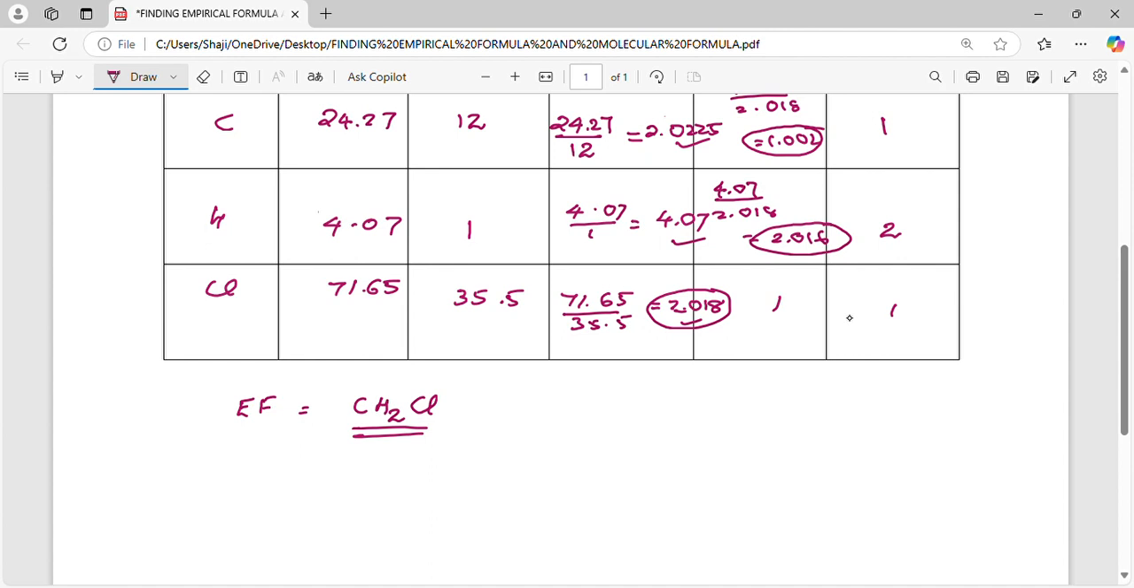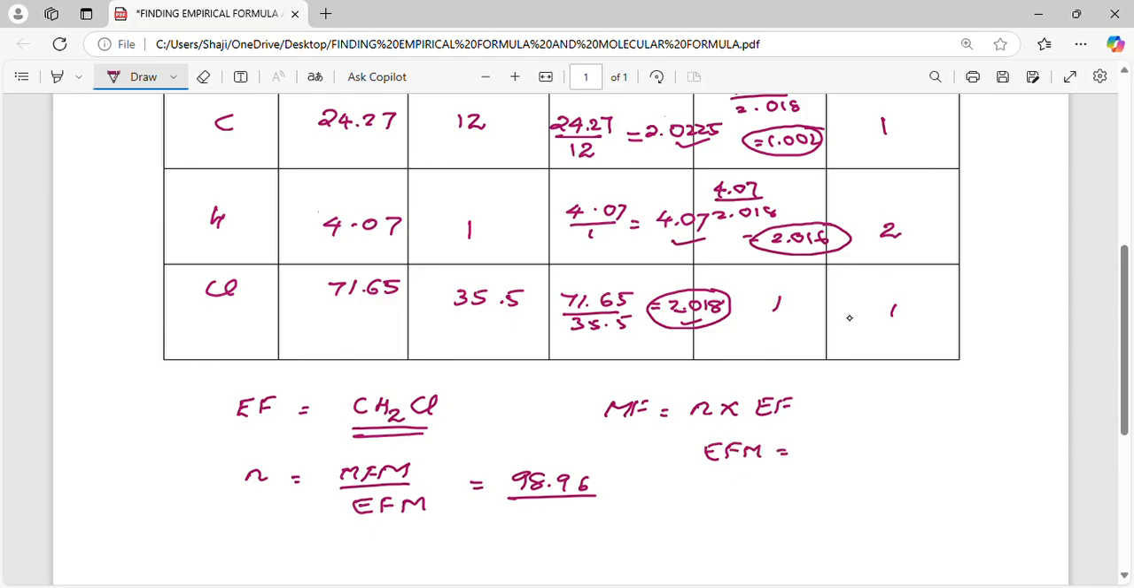Next step is to calculate the molecular formula. In order to calculate the molecular formula, we have a small formula to calculate N. N represents the smallest whole number. Why? Because to calculate the molecular formula, we need to multiply this N with the empirical formula. To calculate N, we need to divide the molecular formula mass by the empirical formula mass. The molecular formula mass is given in the question, which is 98.96. And the empirical formula mass we can calculate by using the empirical formula.